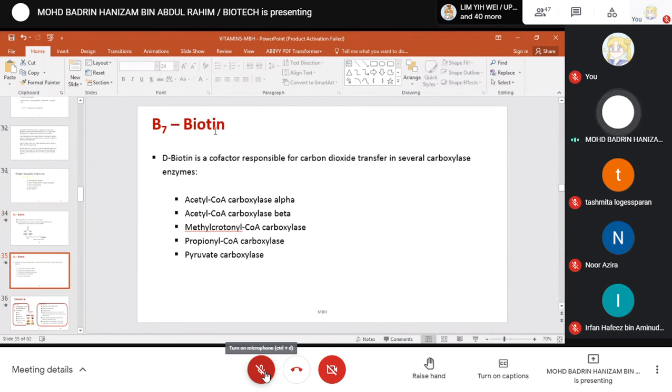So biotin. D-biotin is a cofactor responsible for carbon dioxide transfer in several carboxylase enzymes. These 5 carboxylase enzymes require biotin as a cofactor: acetyl-CoA carboxylase alpha, acetyl-CoA carboxylase beta, methylcrotonyl-CoA carboxylase, propionyl-CoA carboxylase, and pyruvate carboxylase. All of these are responsible for energy production.